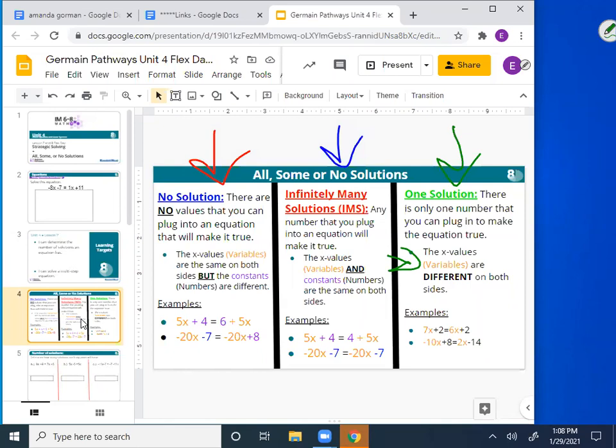Because if you look at this first example here, I have 7x plus 2 is equal to 6x plus 2. Our constants are the same, but the piece that makes it have only one solution is the fact that the variables are different. I want to make sure that that's really, really clear, okay? Does that make sense, guys? So they might have the same constants, they might have different constants, but the piece that makes it one solution is the different variables.